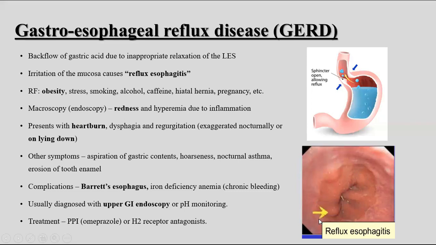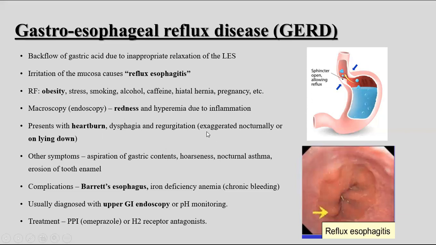But over here, because of the inflammation and the hyperemia, the increased blood flow, it looks very red. So this is reflux esophagitis. Like I said, they would present with heartburn, dysphagia, and regurgitation. Regurgitation is when not only the acid, but the food also is moving up the lower esophageal sphincter into the esophagus.